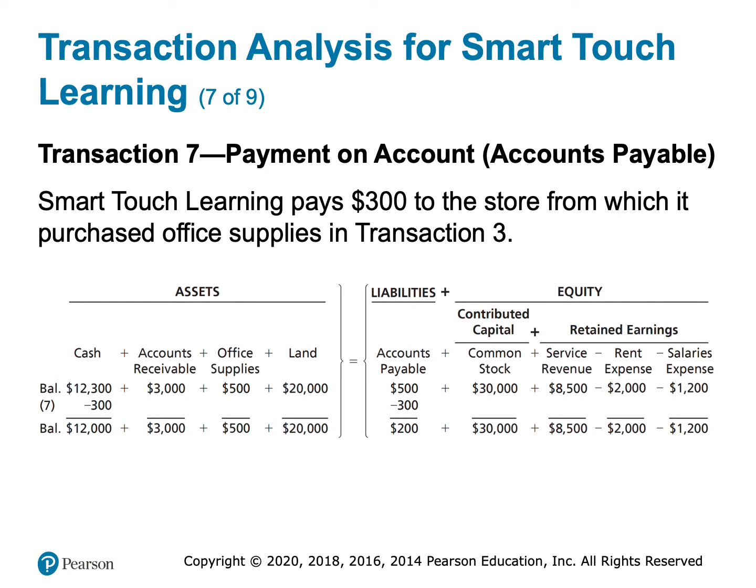So I want to reduce accounts payable or subtract it by $300 to show, hey, I don't owe you $500 anymore, I only owe you $200. And since I paid cash, I'm also going to reduce cash by $300. So the left side of the equation has gone down by $300 and the right side has also gone down by $300.